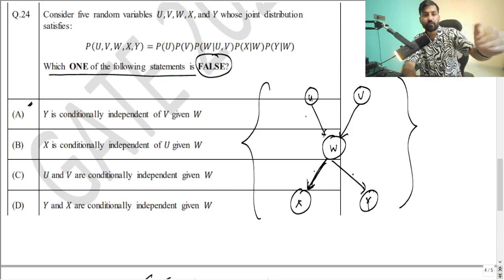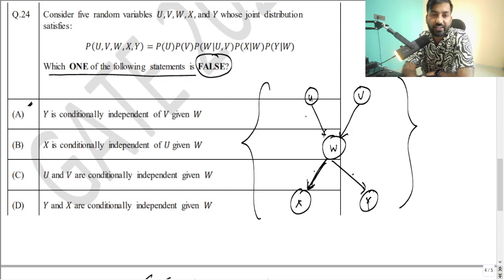So first is: Y is conditionally independent of V given W. Yes, it is. What is the meaning of this statement? What is the meaning of the first statement? Let me write that.